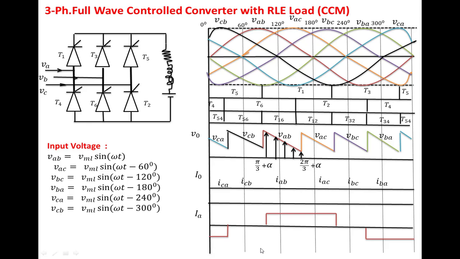Now we have to find out the average output voltage. So what waveform is there from this point to this point? The same waveform is repeating. This instant we are writing as pi by 3 plus alpha, whereas this instant we are writing as 2 pi by 3 plus alpha. This voltage is nothing but VAB. Now we are going to integrate the VAB voltage with limits from pi by 3 plus alpha to 2 pi by 3 plus alpha. Whereas the VAB expression is VML sin omega t. Base length becomes 60 degrees.